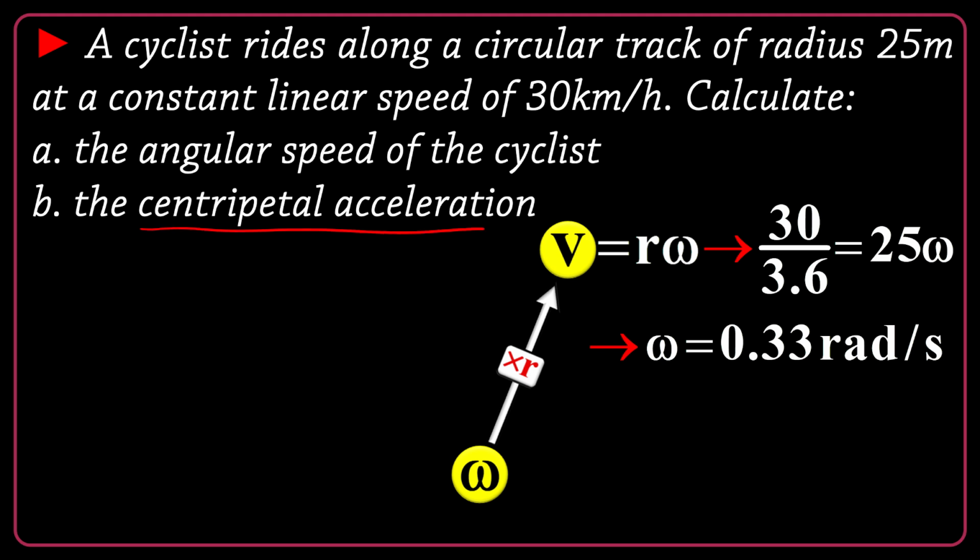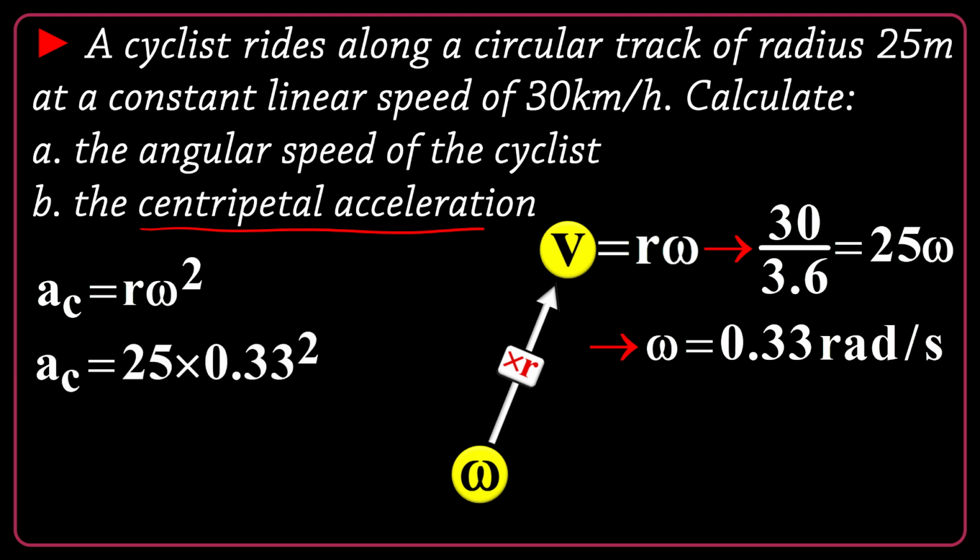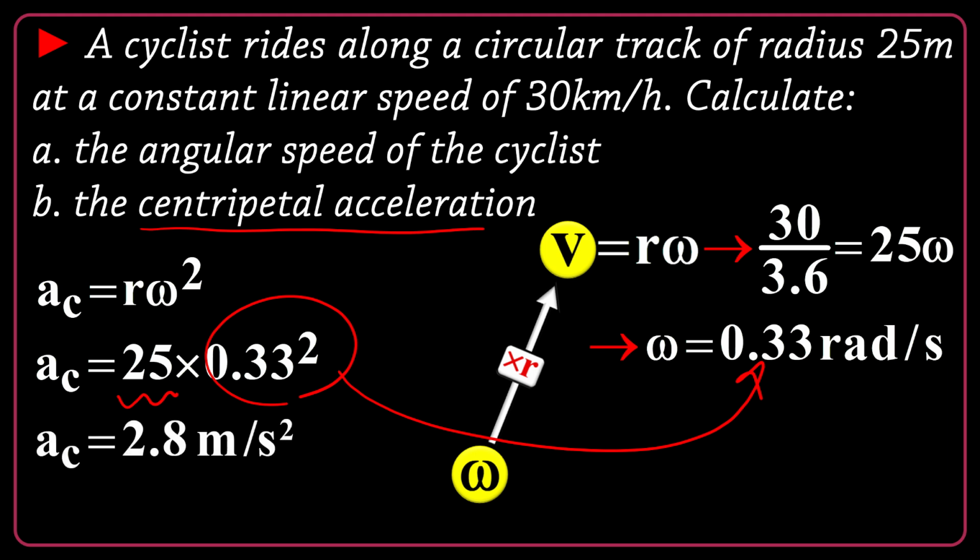Now, centripetal acceleration. It's very proper to use r omega squared. I know the r is 25 meters and I have found omega here. I plug in the values and then centripetal acceleration is going to be 2.8 meters per second squared.